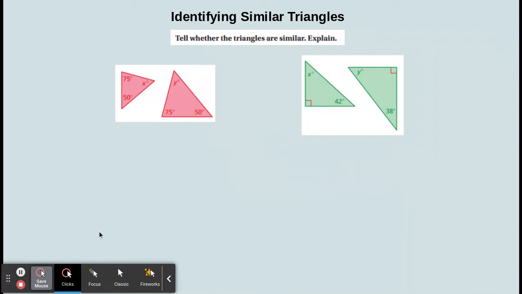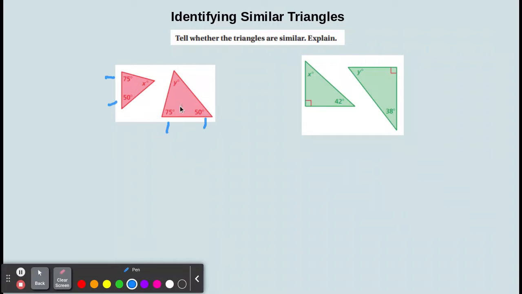Okay, so let's look at two examples. On the left here, we have two red triangles. We see that this one has 75 and 50. This one also has 75 and 50 as interior angles. Therefore, these two have two angles that are congruent. That means that X and Y must be congruent, and therefore these triangles are similar.